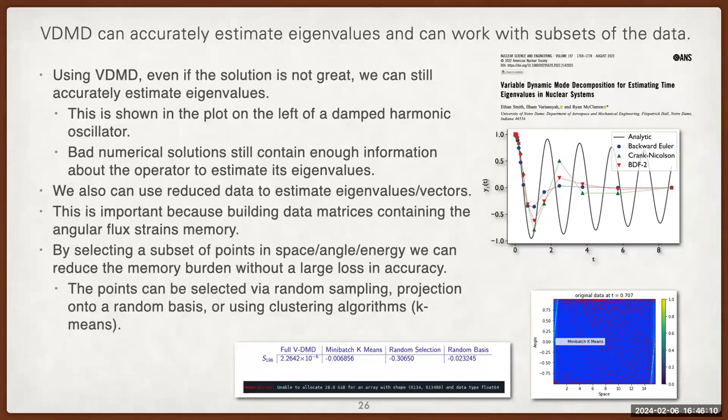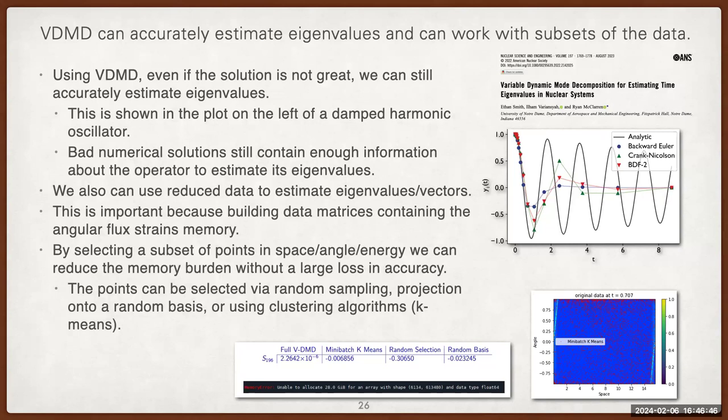The other thing is that these data matrices can get so large that we can run out of computer memory. So there's another thing you can do with DMD, which is you can subsample your data and not have all of your data inside of snapshots. You can take a random subset of it, or you can use clustering algorithms like K-means to find out which points are most representative of what's going on in your system, and so you reduce the amount of memory. We tried this with full matrices, but we can't allocate 20 gigabytes for your data matrix.